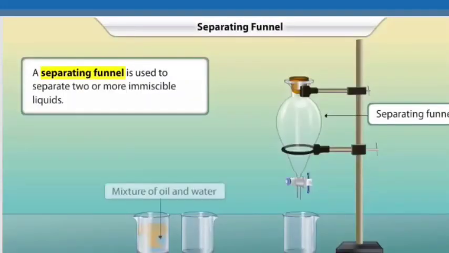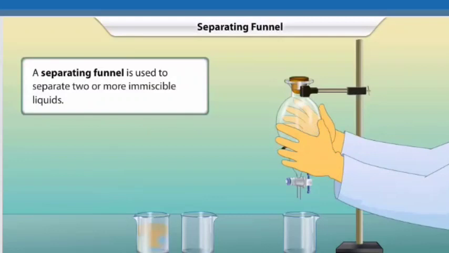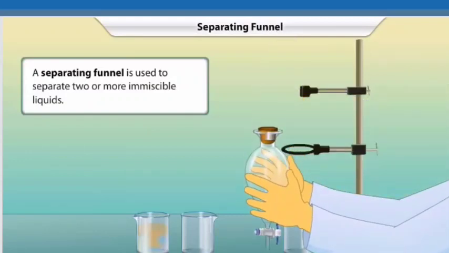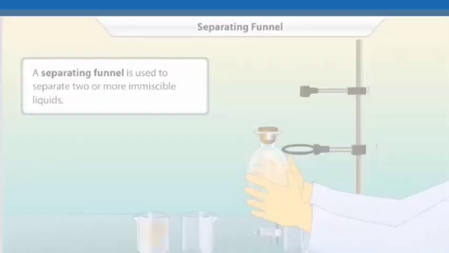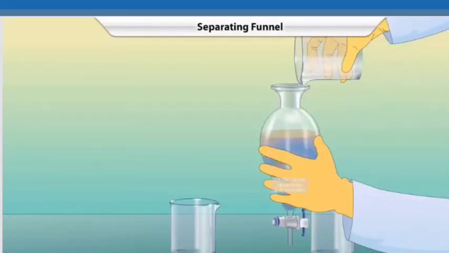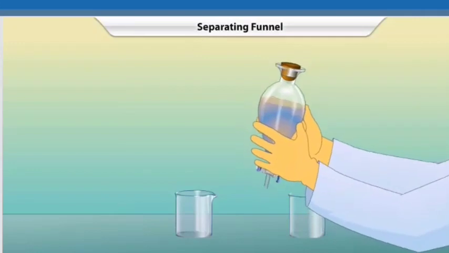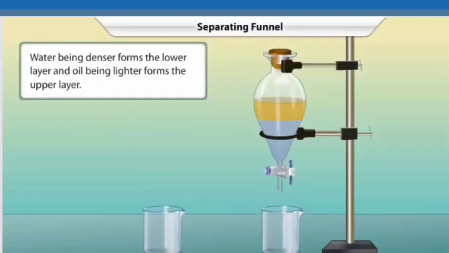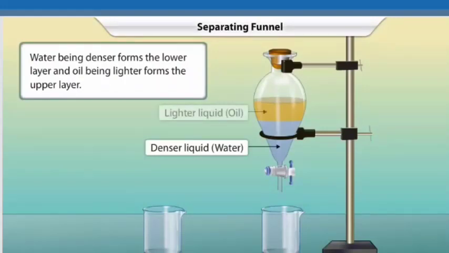A separating funnel is used in laboratories to separate two or more immiscible liquids. Let's use a separating funnel to separate a mixture of oil and water. Pour the mixture of oil and water in a separating funnel. Note that water being denser forms the lower layer and oil being lighter forms the upper layer.